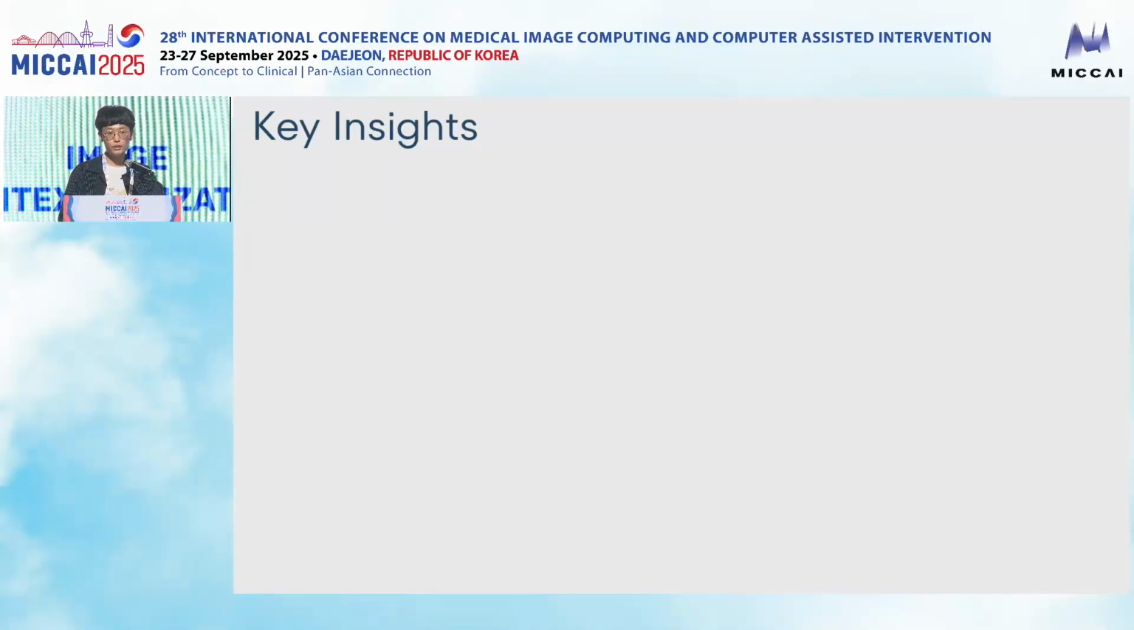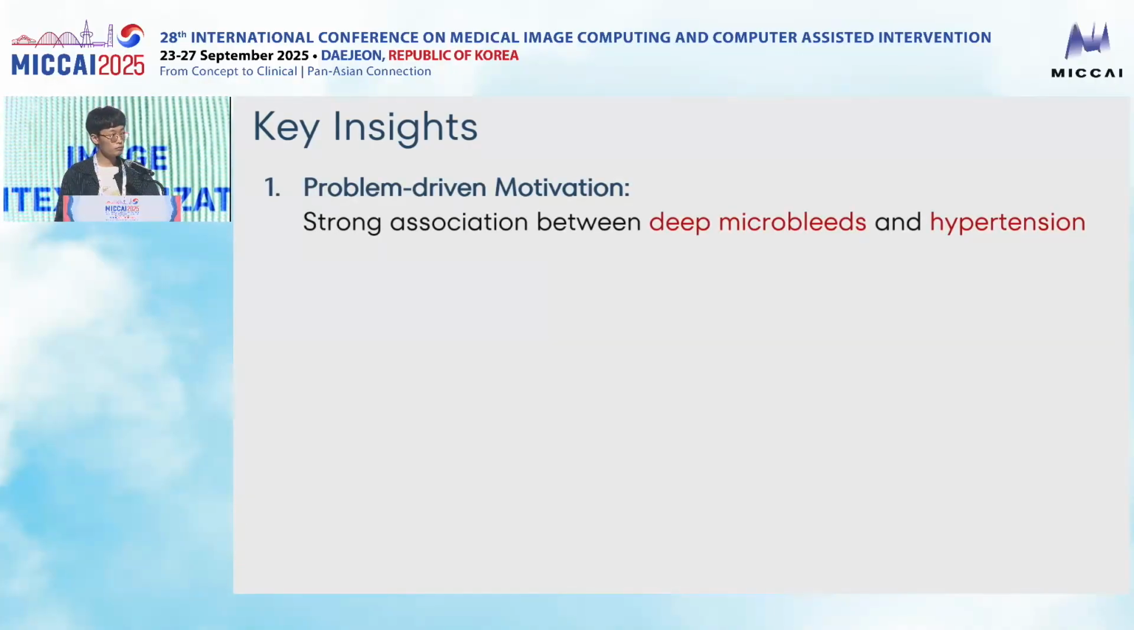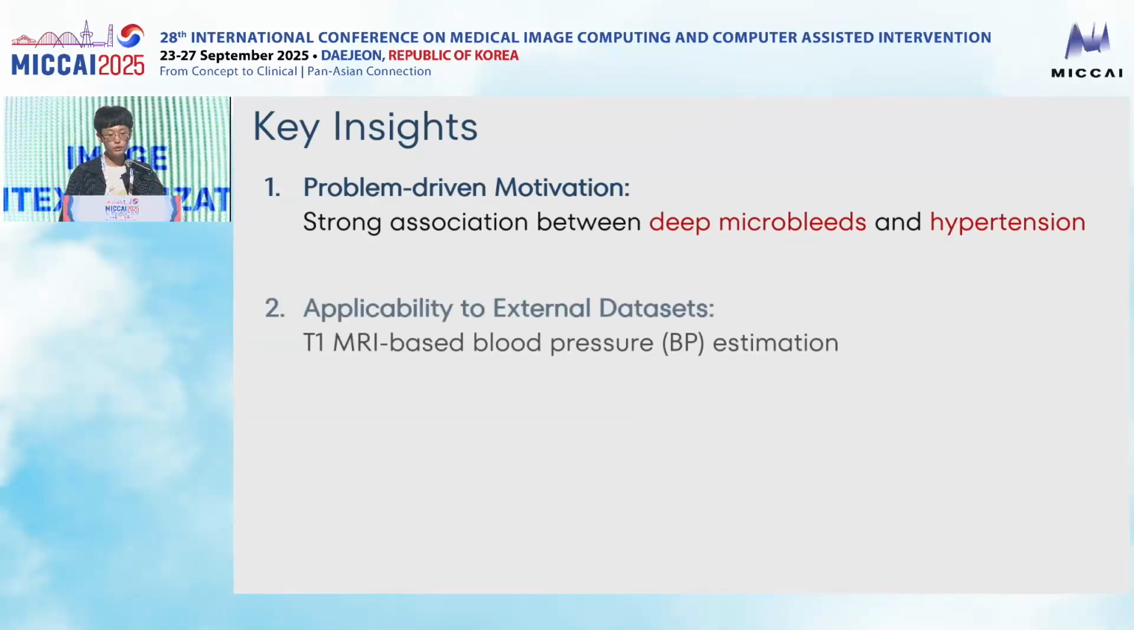So what is the motivation of our work? We are motivated by the strong association between deep microbleeds and hypertension. However, a major challenge is the lack of paired data where a patient should have both blood pressure measurements and the corresponding MRI scan. To overcome this issue, we utilize the phenotype prediction model that directly estimates blood pressures from T1 MRI scans. This way, we can use the estimated blood pressure on external datasets even without real measurements.